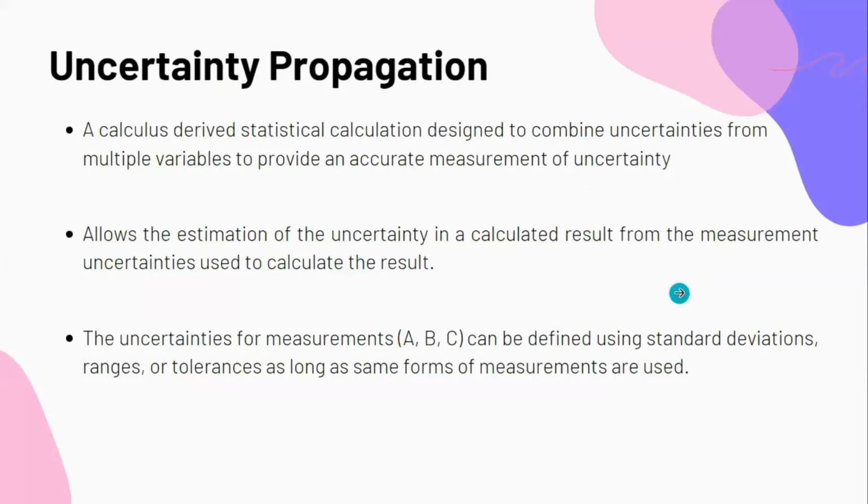Uncertainty propagation is a statistical calculation used to combine the uncertainties from multiple different variables or measurements in order to provide the accurate measurement and its uncertainty. It also allows us to estimate the expected uncertainty for an analysis. It also helps in deciding how to improve the uncertainty in an analysis. It can also be used to decide which procedure must be chosen in order to provide the smallest overall uncertainty to ensure accurate results.